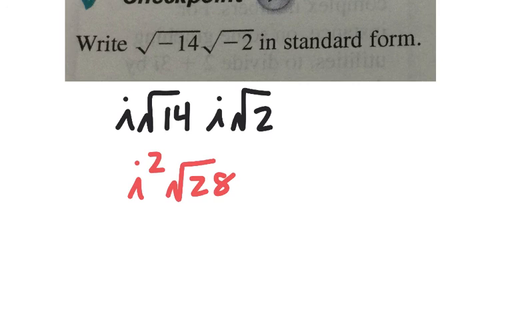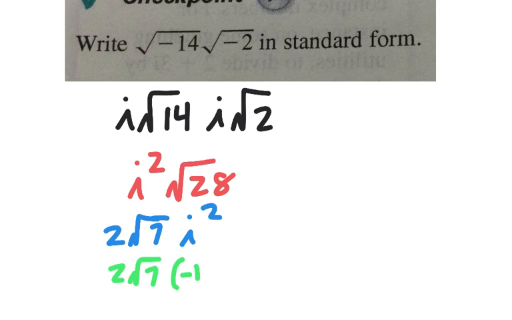And now you guys in your calculator are going to put in radical 28. That's going to be 4 times 7. So that should be 2 radical 7 times i squared. That's what radical 28 is, 2 radical 7. And then I can't have an i squared, so i squared is negative 1. So that means I have negative 2 radical 7.